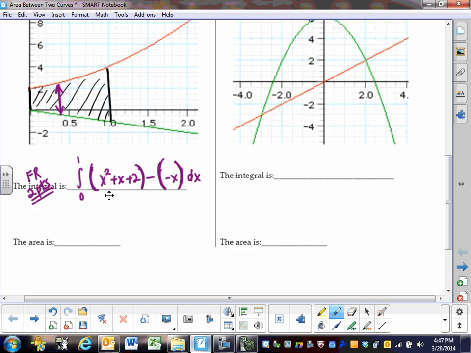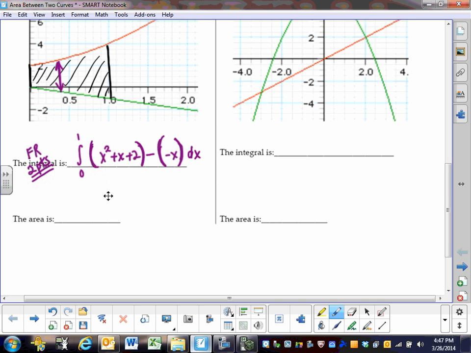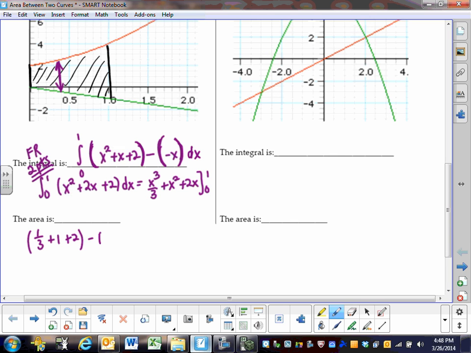Okay, so then if I were anti-deriving, I would probably simplify before I did the antiderivative. So x squared, x minus negative x is actually plus 2x, and then plus 2 dx. So I'd antiderive and get x cubed over 3 plus x squared plus 2x from 0 to 1. So if this were a free response question, I would simply substitute in 1/3 plus 1 plus 2 minus 0 and be done with it. I wouldn't move on from there.